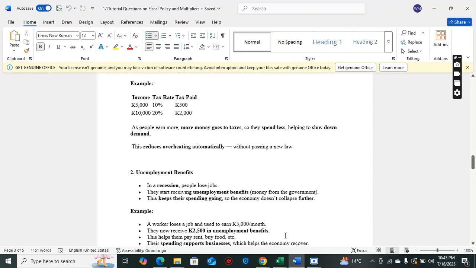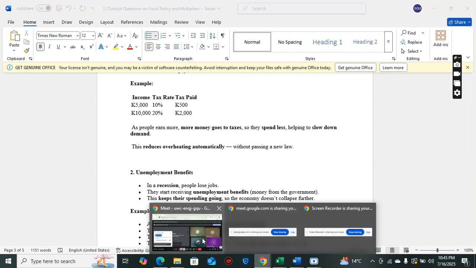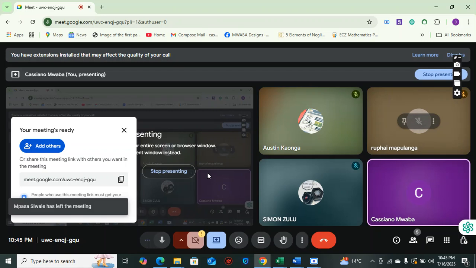So what you should be asking yourself is how effective are Zambia's automatic fiscal stabilizers? How effective are they?